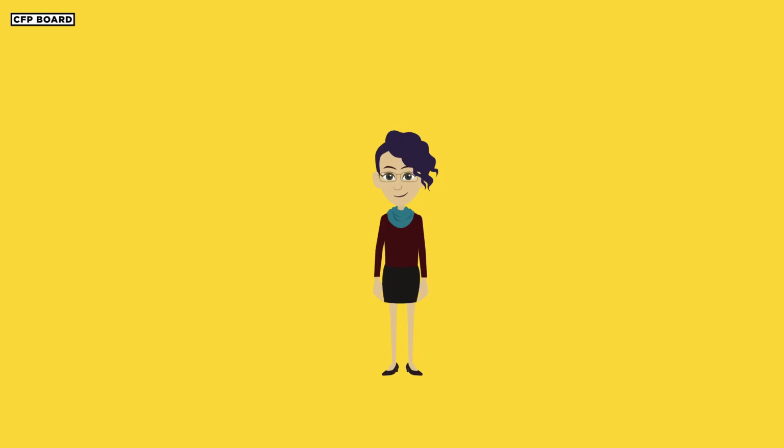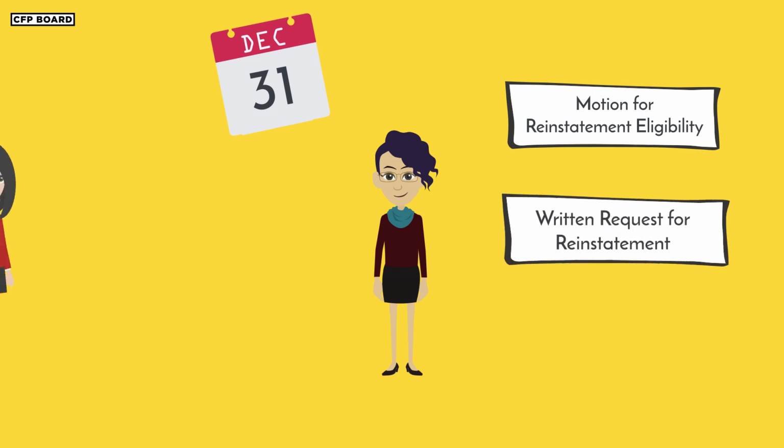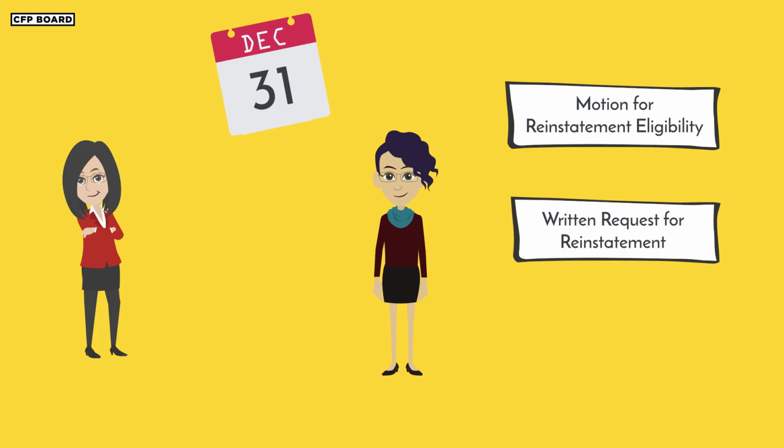If the DEC issued you an order of suspension for 1 year or less, you can file a motion for reinstatement eligibility for DEC counsel to decide. Similarly, if you received an administrative order of suspension, you can file a written request for DEC counsel to decide.